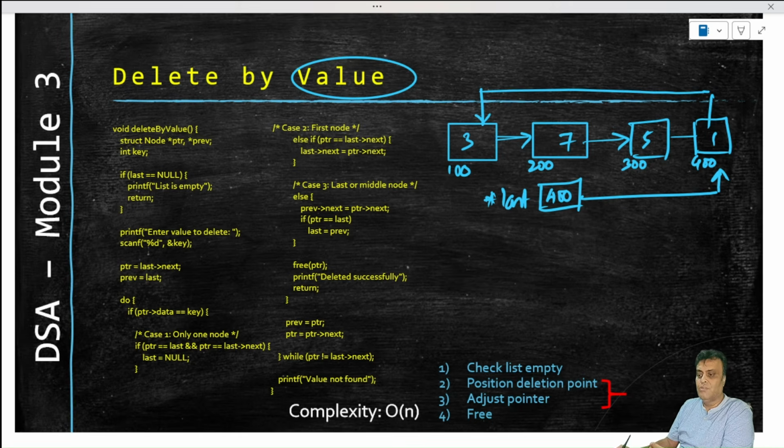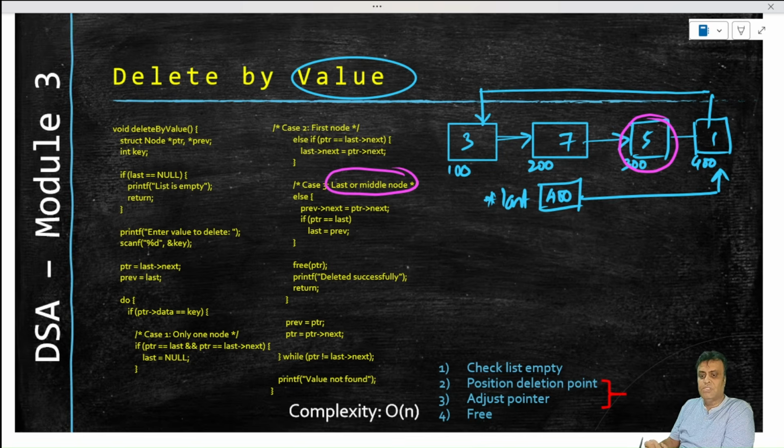What are we trying to do? We are trying to find this element and delete it. What all do we need to do? There will be various cases. We are talking about case 3 now, where it is in the last or the middle node, just like the same circular list example. First of all, let us see where we are stopping.